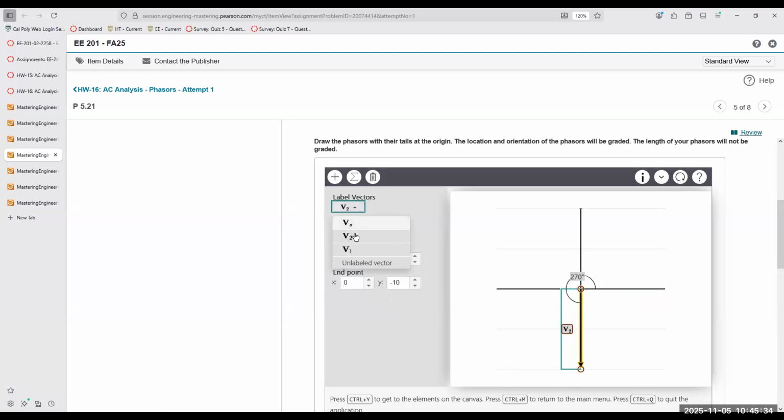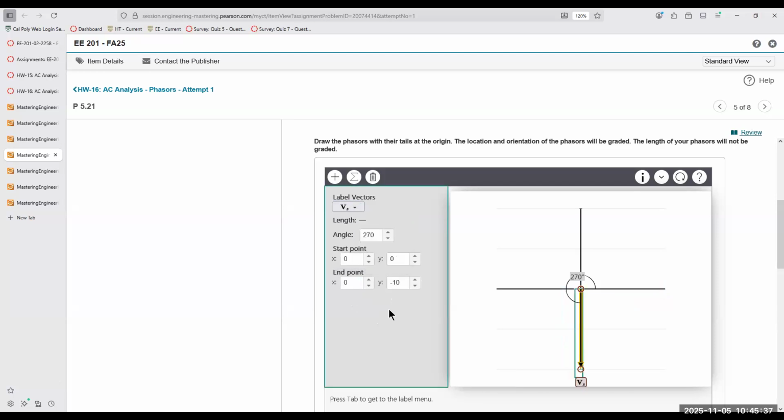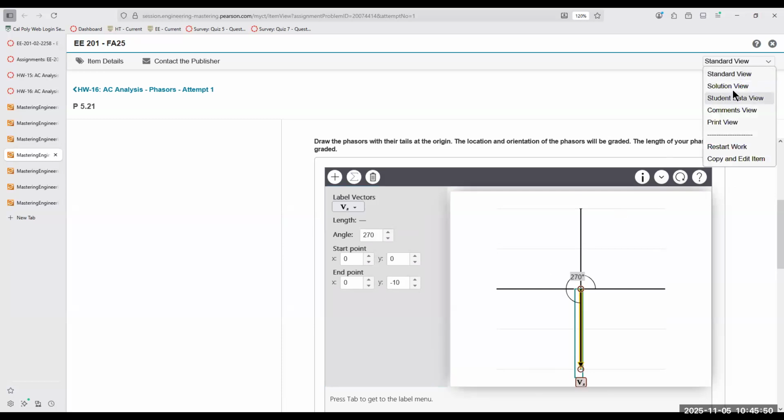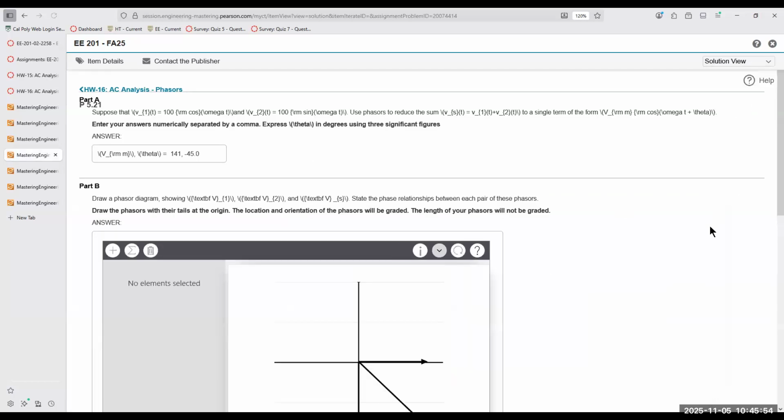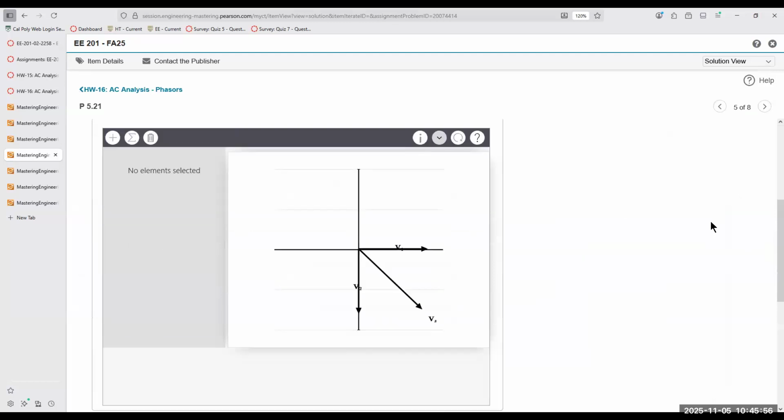And then Vs, what's the answer for Vs? Okay, all right. So then we just enter the coordinates. Was that your question? I mean, is this what you're looking for? Okay. You can go to the solution view and just see how it's plotted out. Yep, there it is, V1, V2, and Vs.